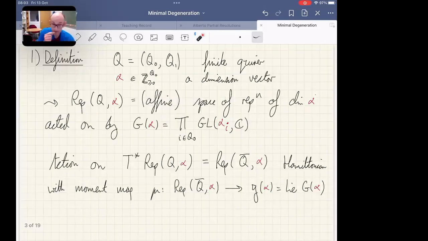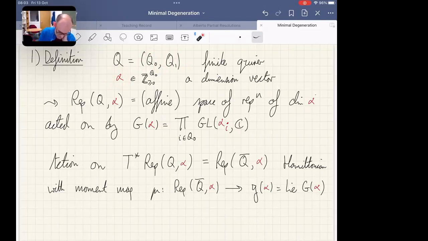Okay, so here's the definition. I'm going to fix a finite quiver Q. So we've got vertices Q0 and arrows Q1. I'm not going to put any constraints on it. You can have as many loops or cycles as you like. And I'm going to pick alpha to be my dimension vector throughout.